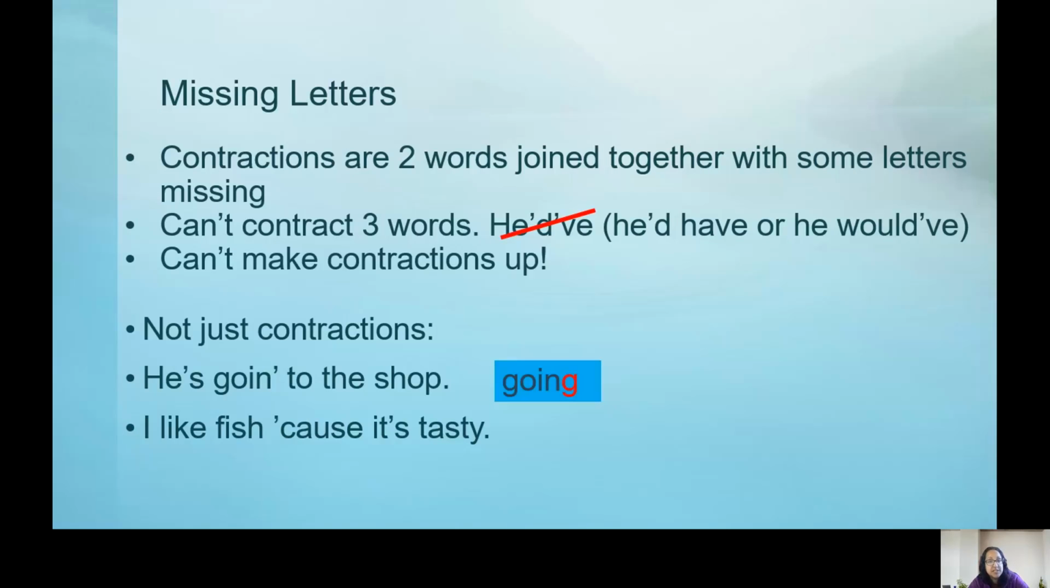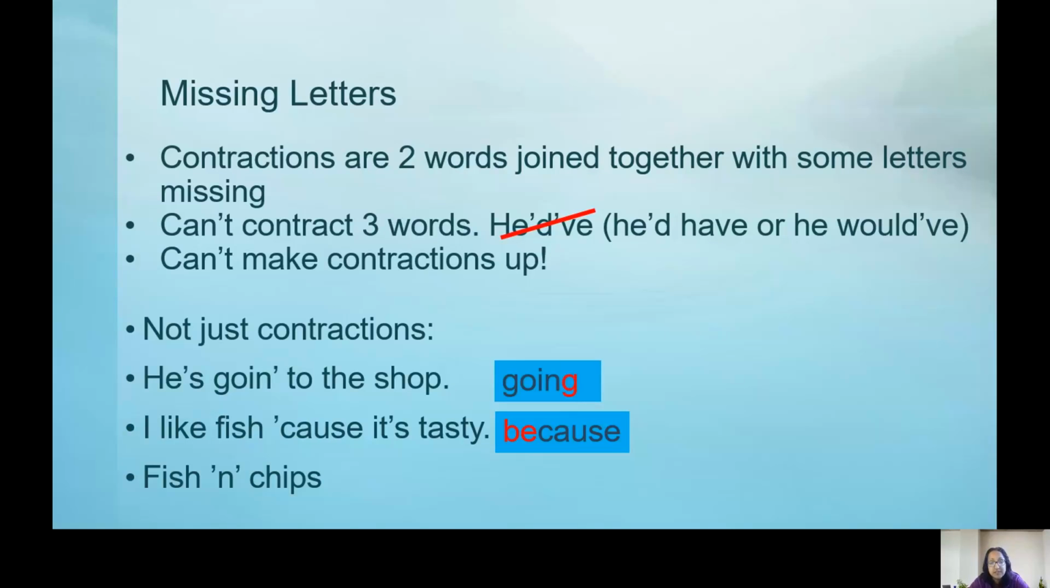I like fish because it's tasty. So here we have the apostrophe to show that B is missing in because. People shorten it just because it's a little quicker. Or maybe that's their accent.